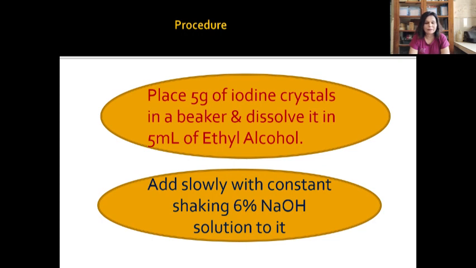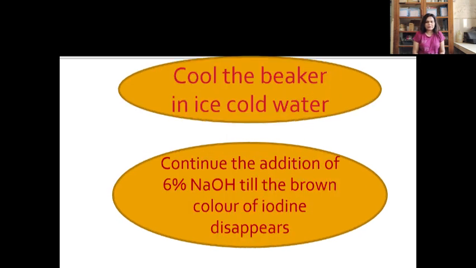Now we come to the procedure. What we'll have to do, we'll weigh 5 gram of iodine crystals and place it in a beaker. Now dissolve this iodine in 5 ml of ethyl alcohol. Then when it is completely dissolved in ethyl alcohol, we'll add slowly 6% sodium hydroxide solution to it. As the reaction is exothermic, we'll cool this beaker from time to time under the tap.